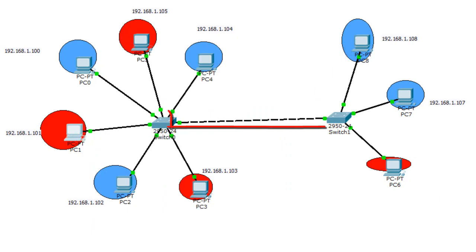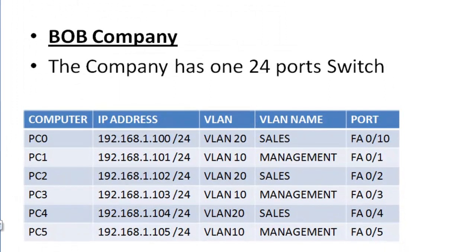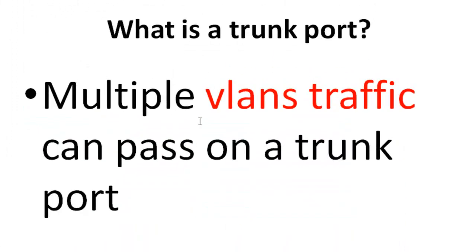The reason why is we need to set up this link up here. This link has to be what we call a trunk. And a trunk, just like what I put up here in this presentation, is a link that can pass multiple VLAN traffic.